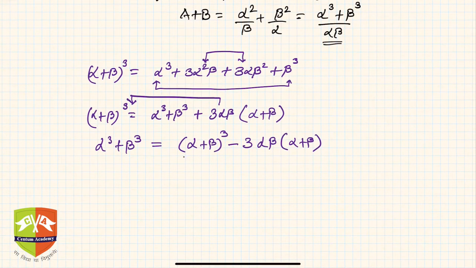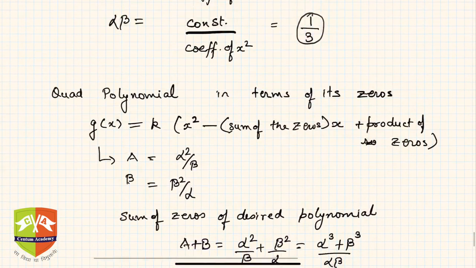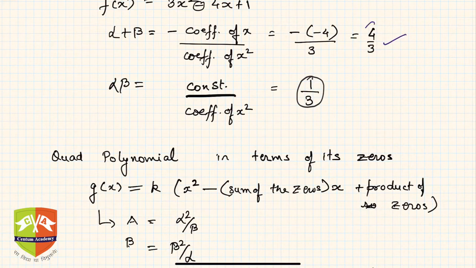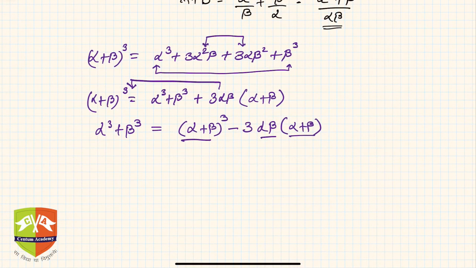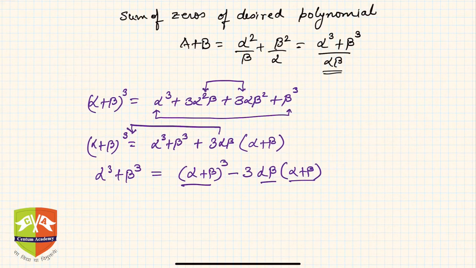Now thankfully we know alpha plus beta as well, and alpha beta as well. So let's deploy the values. What do we know? Alpha plus beta was 4/3, if you see here, and alpha beta was 1/3. We are now trying to find out the sum of the zeros of the new polynomial. And for that, we require two values, alpha cube plus beta cube, where alpha and beta are the zeros of the polynomial given in the question, right? And alpha beta is the product of those roots.